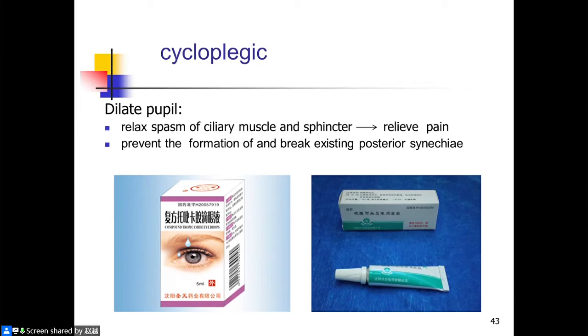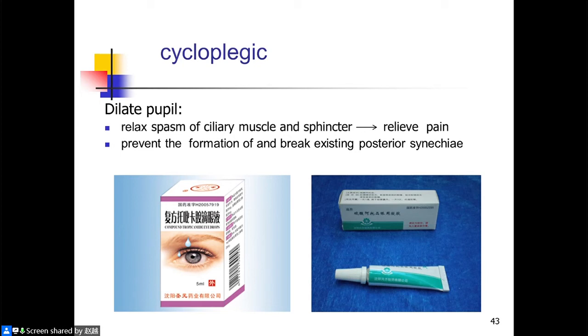Cycloplegics are essential drugs in the treatment of acute anterior uveitis. Once the onset occurs, they should be administered immediately. Their purpose is to relieve pain by relaxing the ciliary muscle and sphincter spasm, and to prevent sticking of the iris to the lens. The most commonly used cycloplegics are cyclopentolate, scopolamine, homatropine, or atropine, BID to QID.